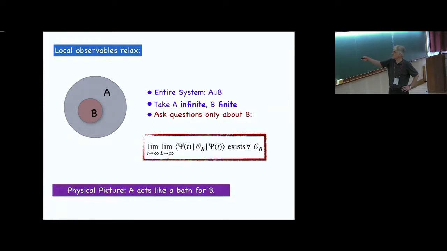So let me stress again what this limit is. I take local operators. So for any local operator OB, this limit exists. I take the expectation value in the time-evolving state, in the thermodynamic limit, so the system literally is infinitely large. And after I've done that, now I can take the infinite time limit, and this limit exists. That basically means the expectation value of this operator, if I wait long enough, becomes time-independent.